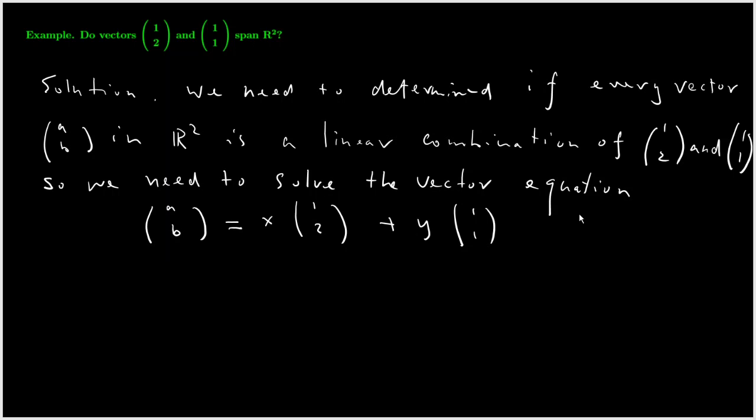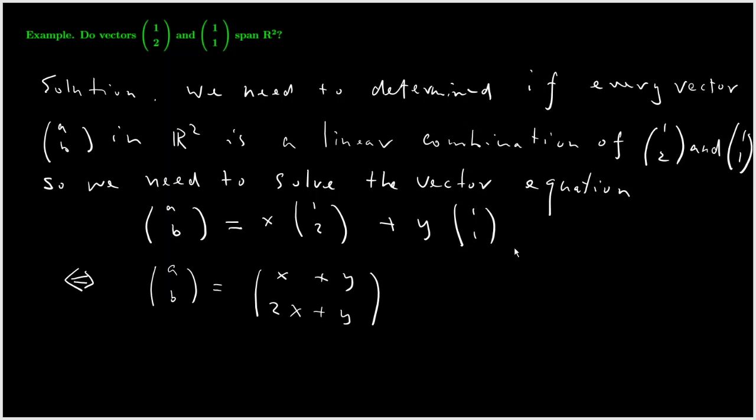This vector equation is equivalent to the following system. I think we have seen that many times, so I'm not going to run too fast. The left hand side is (a, b). On the right hand side, you perform scalar multiplication and vector addition. The first component of the right hand side is x plus y. The second component of the right hand side is 2x plus y, right?